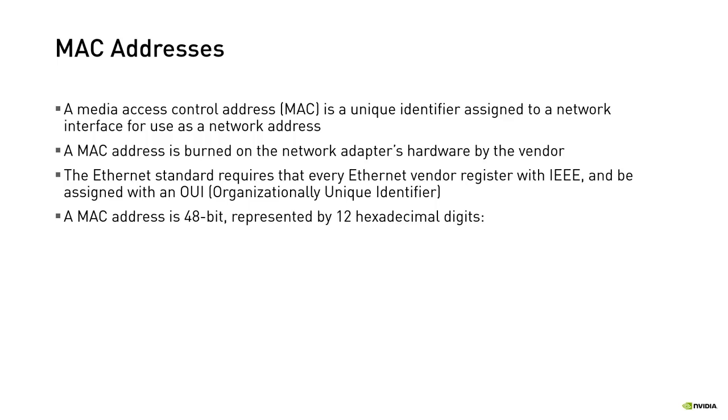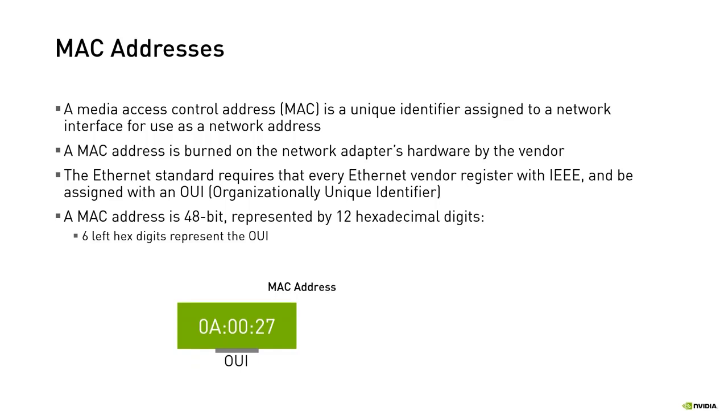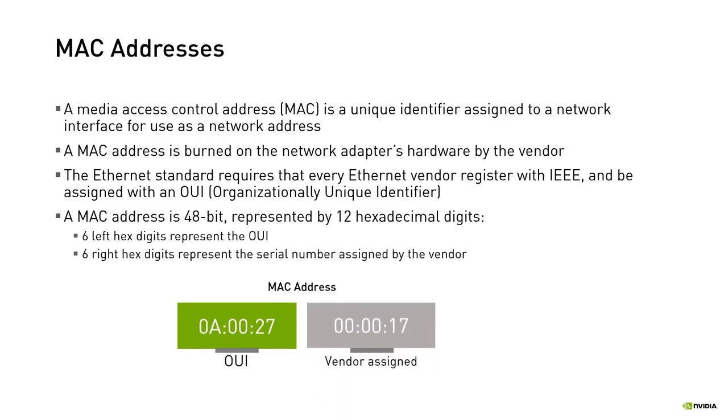They have two halves. The left 6 digits form the OUI, and the right 6 digits form a serial number assigned by the vendor. Combining a unique OUI and a unique serial number yields an address that uniquely identifies an Ethernet interface in the network.